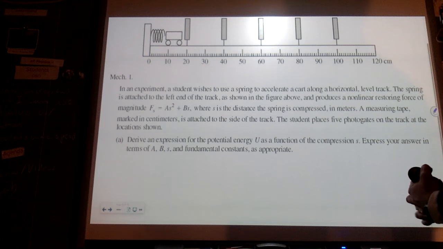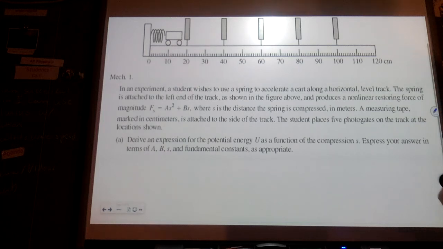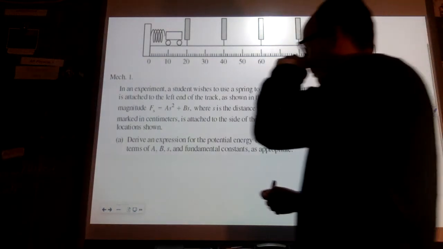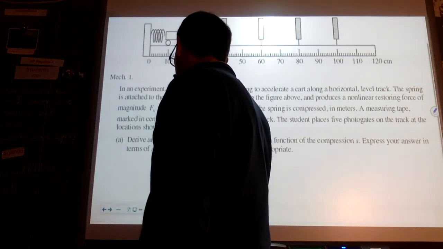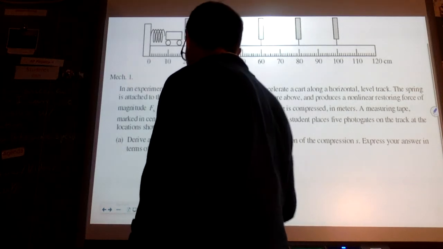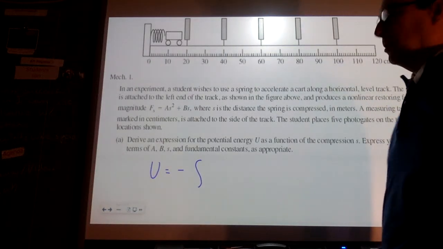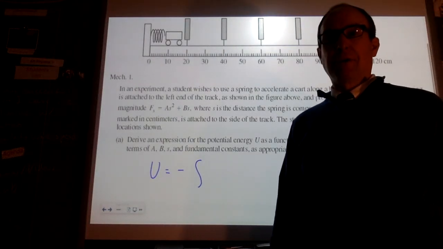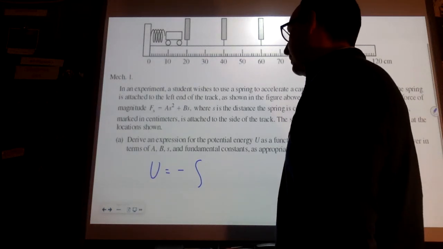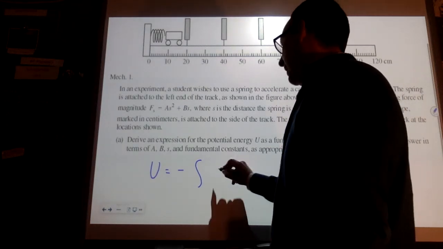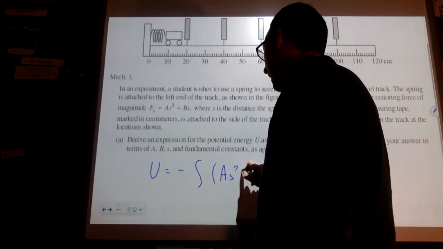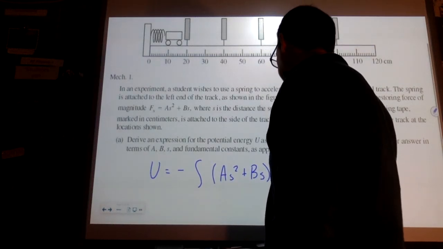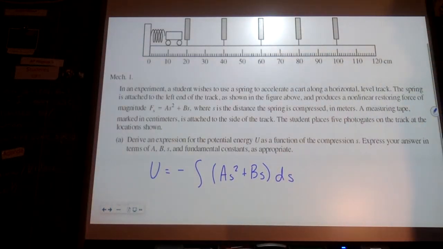Derive an expression for the potential energy as a function of the compression. Express your answers in terms of A, B, S, and fundamental constants. All right, so our potential energy is going to be equal to the negative of our integral. And that's what the potential energy curve slides. So this is going to be the integral of A S squared plus B S ds, which is just like a dx.